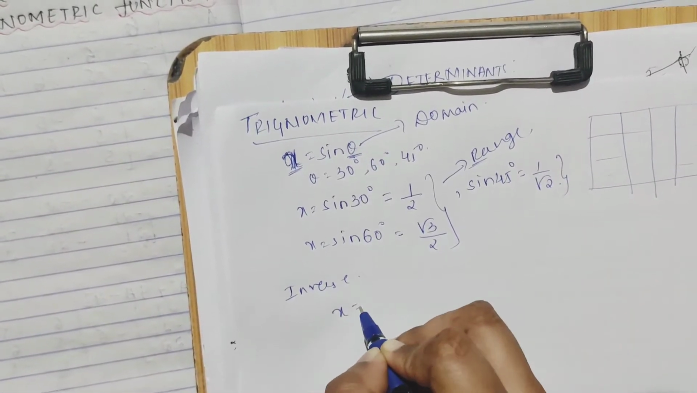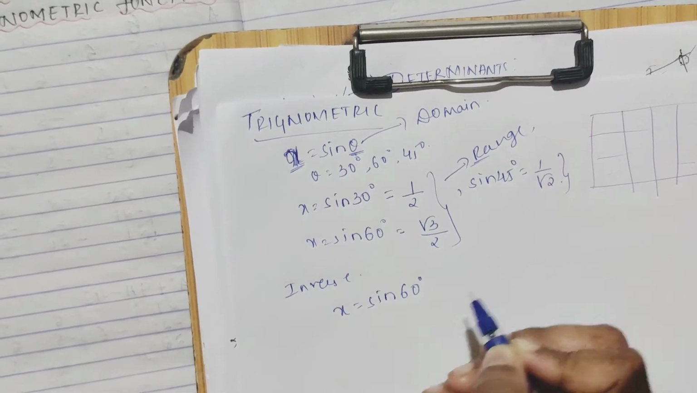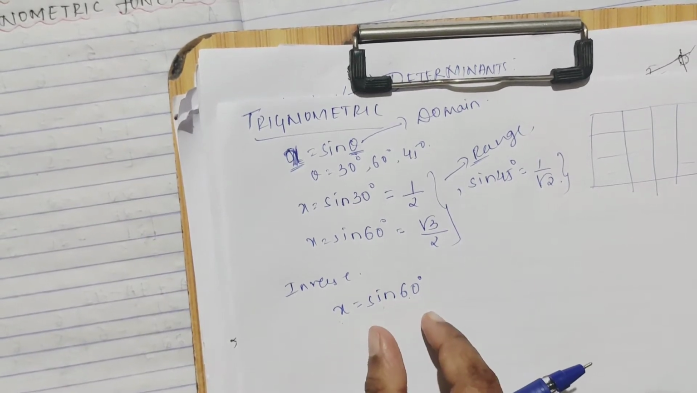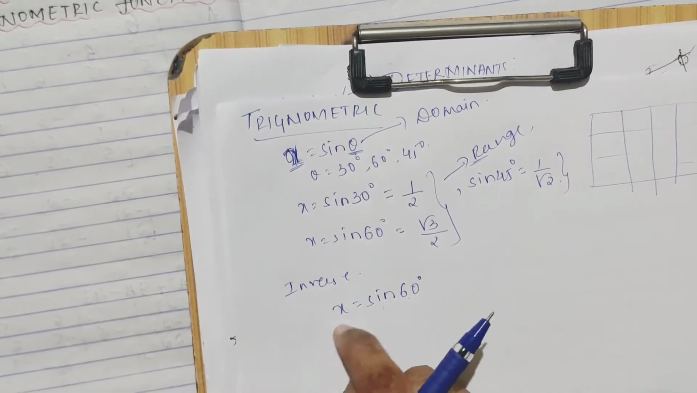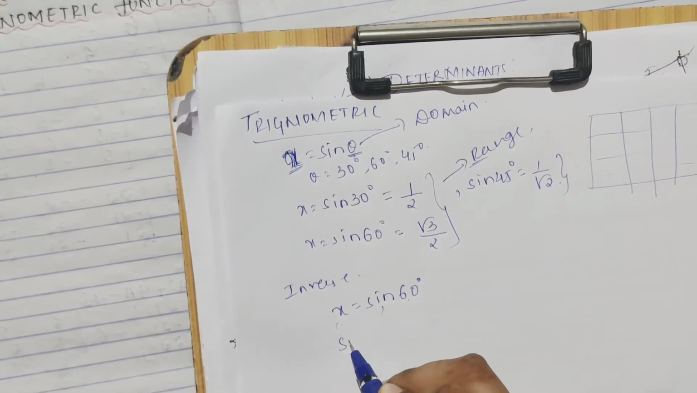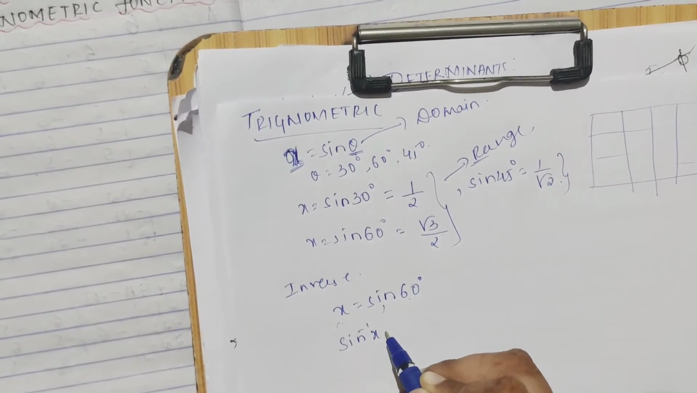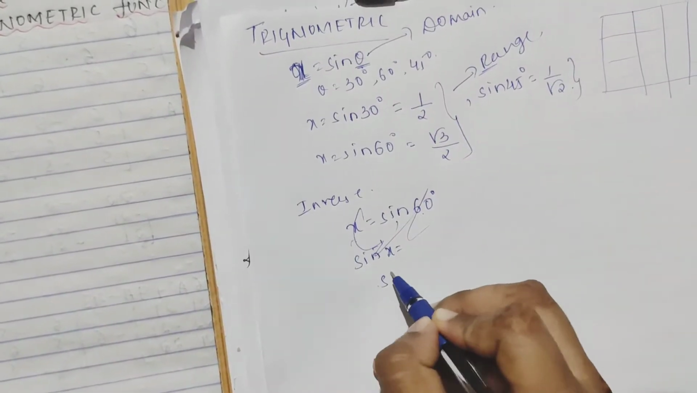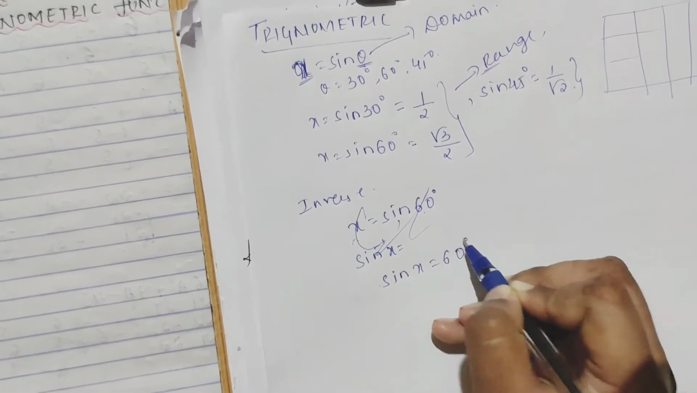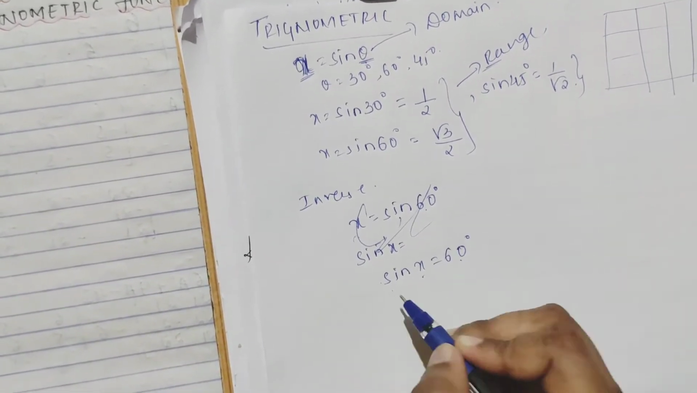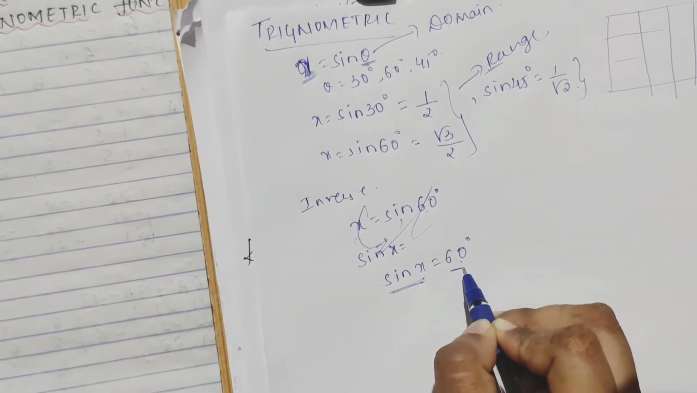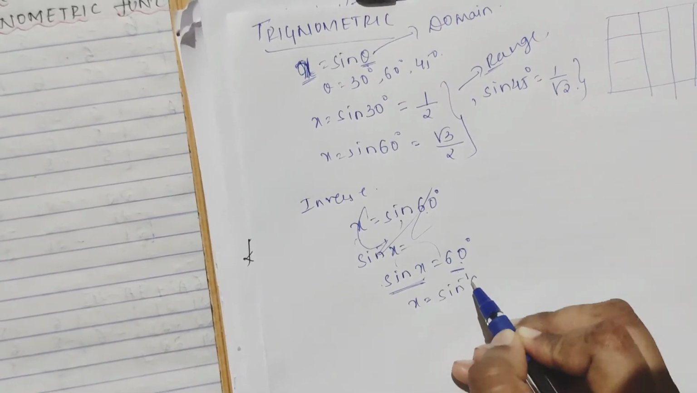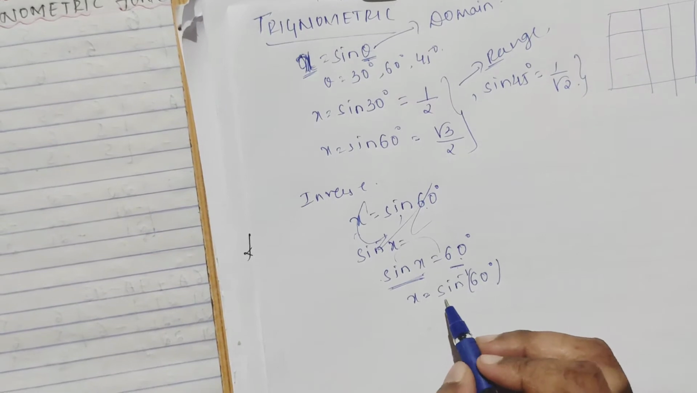See here, x is equal to sine 60. So you have to find the sine 60 value, and you have to find your x value. Just a second. See here, you take it like this: sine x is equal to 60 degree. So to find x, your sine goes to the other side, so it becomes sine inverse 60 degree.